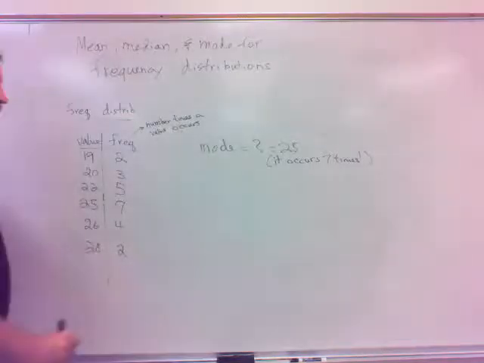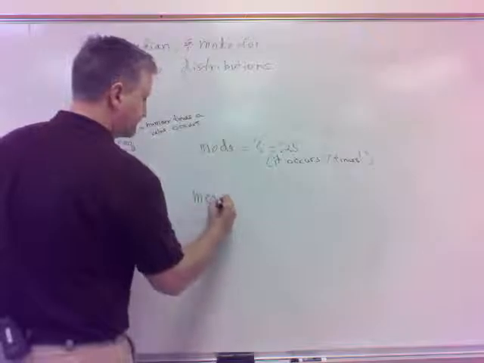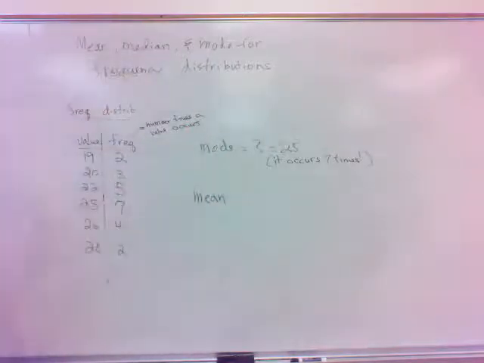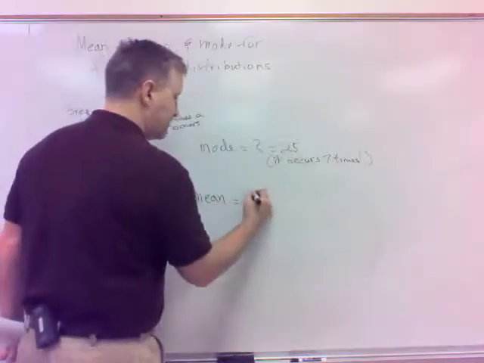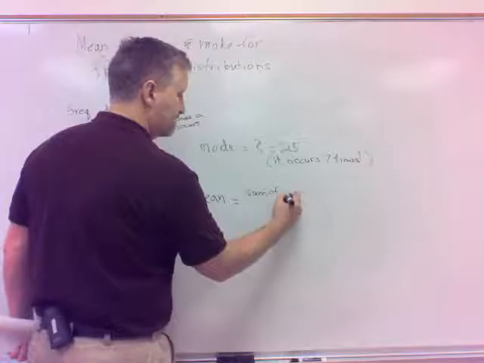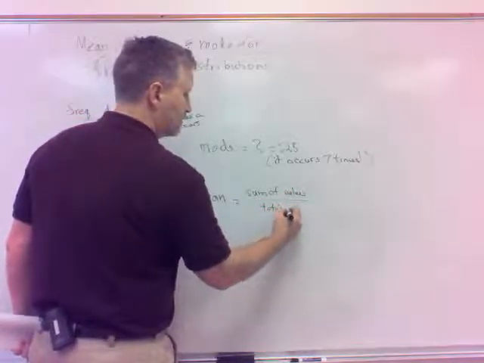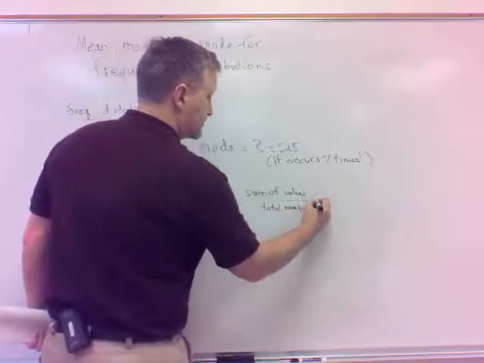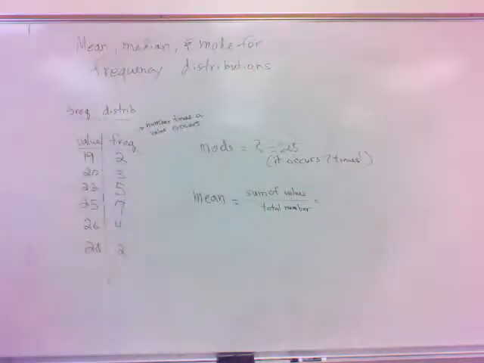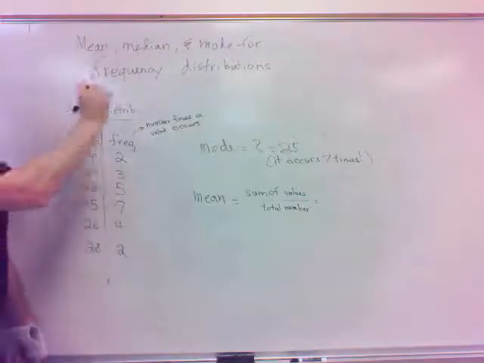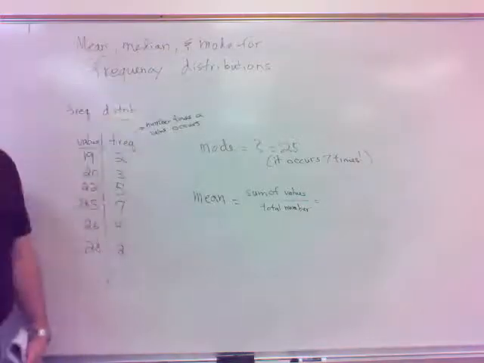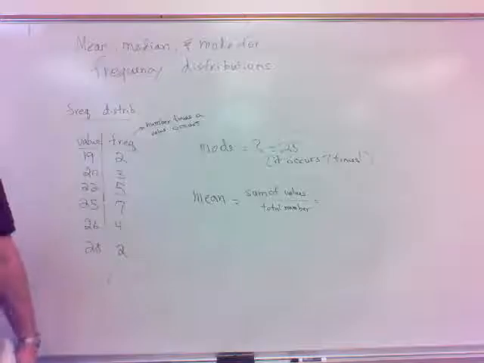All right, well, let's go to the mean. Like I said, these are all the same. However, to get the mean, which is what? It's the sum of all the values divided by the total number of values, right? Well, let's talk about that. For a frequency distribution, we could write all these out, you know, like I said, 19 plus 19 plus 20 plus 20 plus 20. But that's the hard way to go here.